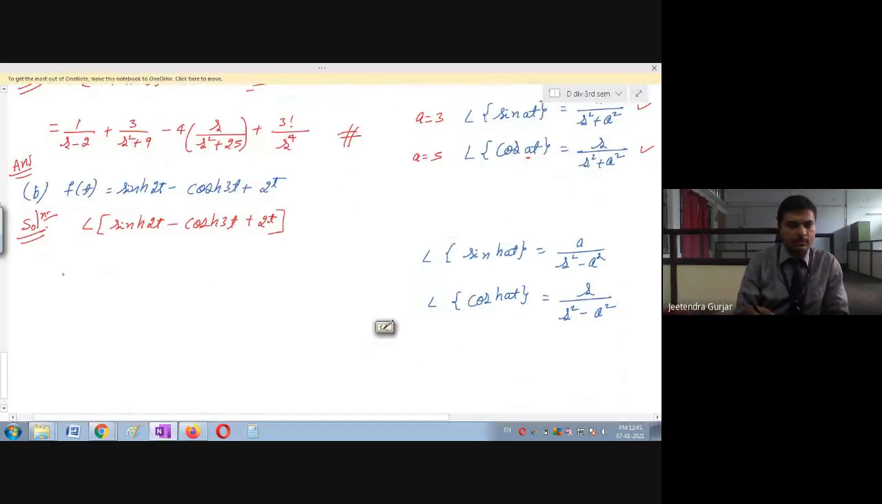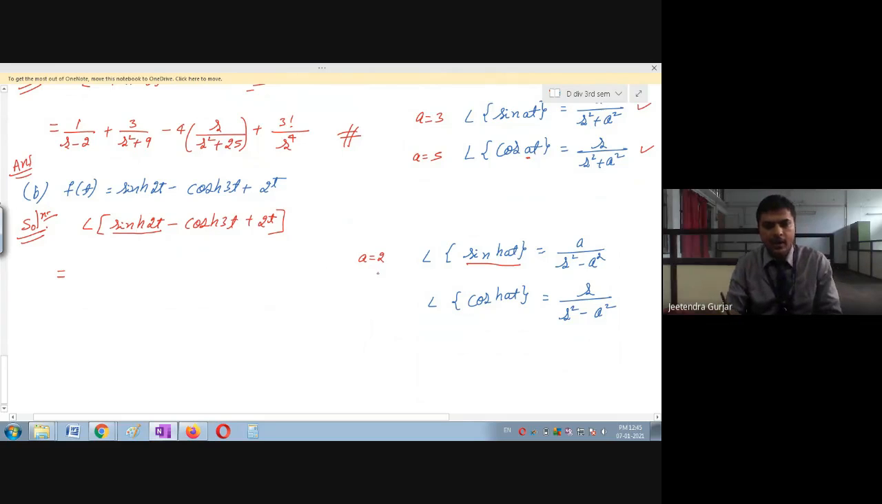Okay. Now I will simplify this. See, only one line answer. Very, very simple. Laplace transform of hyperbolic sine 2t. Here you can easily compare this with sinh at, and this is sinh 2t, which means a is 2. The only change is that a is 2, so in the answer, a upon s square minus a square, I'm going to substitute a equal to 2. So this becomes 2 divided by s square minus 2 square.